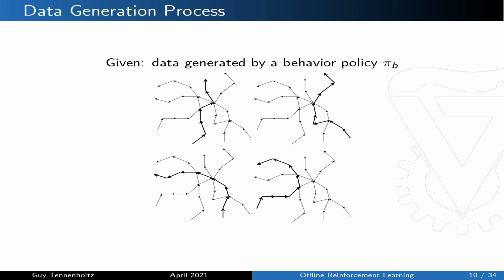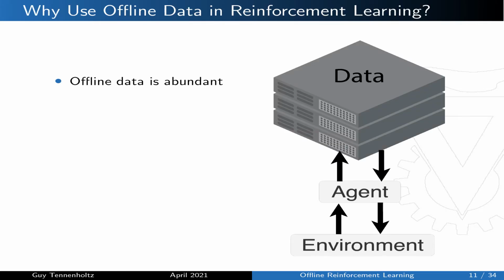And now we want to use this data in order to learn perhaps a better policy that is in this data in some way, but without interacting with the world. So before we continue, let's try to understand why we want to use offline data in reinforcement learning. Now, in general, like you see in the diagram here, offline data can be used together with an environment. So we could interact with the world while also utilizing data.